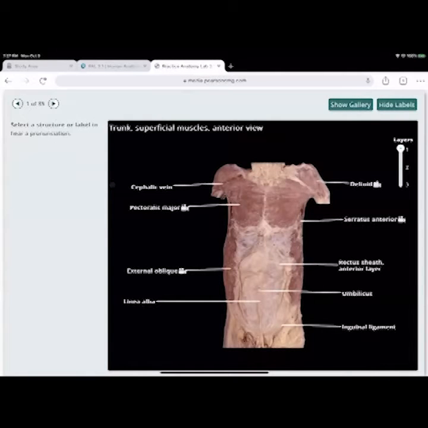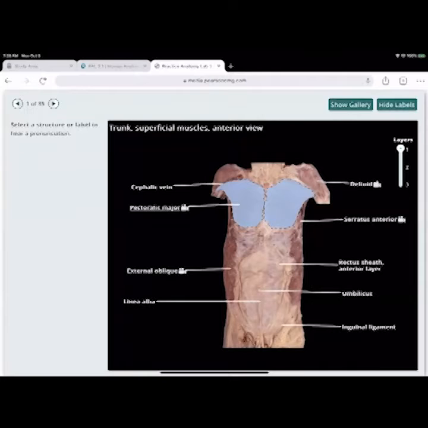You have the cephalic vein. So it runs right there, just under the deltoid muscle, and just below the clavicle. That's your cephalic vein. Your pectoralis major, or your major pec.